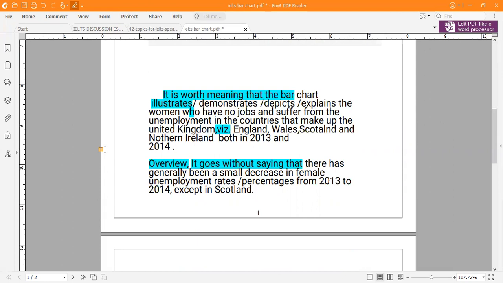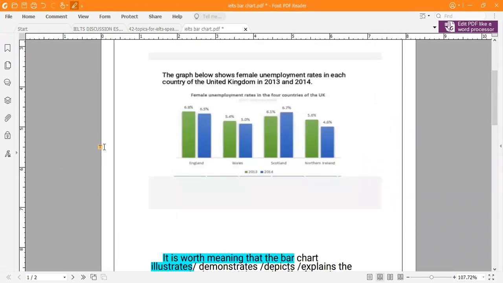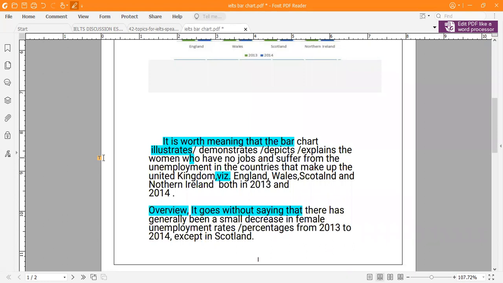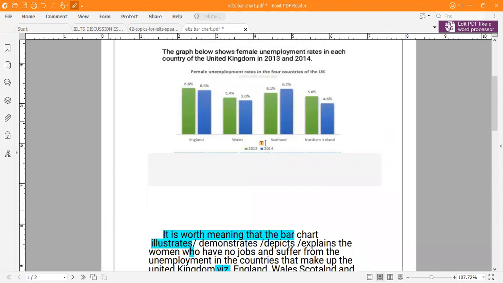There has generally been a small decrease. كان هنالك انخفاضا صغيرا. هو صراحة صغيرا لأنه 6.8 6.5، 6.4 then 5، 4، 6.1، okay forget about it، 5.6 نزل إلى 4.6. فالانخفاضات ليست مدوية، انخفاضات صغيرة. إذا فنقول for example has been a small decrease in female unemployment rates percentage from 2002 to 2014 except in Scotland. ما عدا في اسكتلندا كانت في ارتفاع. خلاص هذه هي الخلاصة. إذا الخلاصة تستنتجها من الكل، تبحث من اللي كان بارتفاع ومن اللي كان بانخفاض وتحاول تعطي الخلاصة. هي يسموها overview.